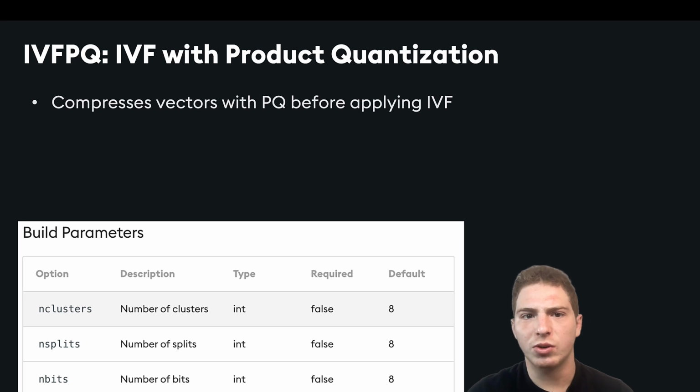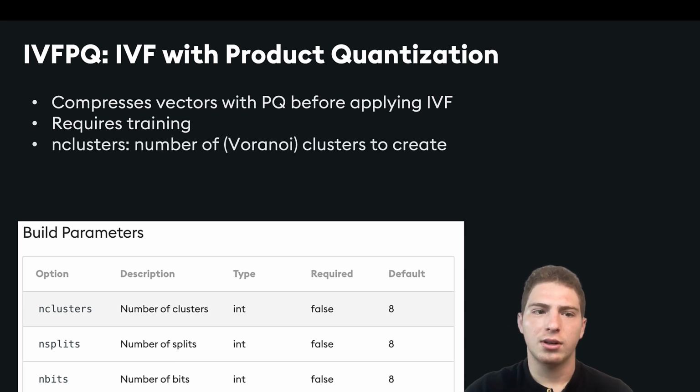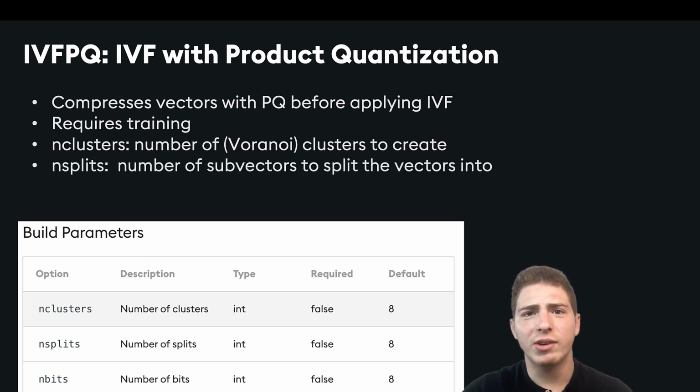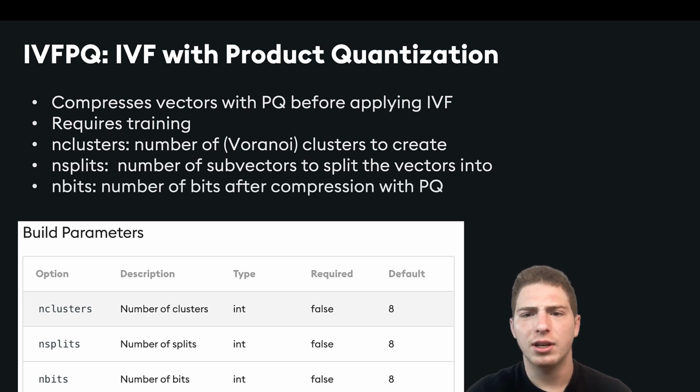ivfpq compresses vectors with product quantization before applying IVF. It does require training, just like IVF, and our parameters are still these n clusters, which is the number of Voronoi clusters to create. But we also have these additional parameters of n splits and n bits. N splits is the number of subvectors to split the vectors into, and n bits is the number of bits after compression with PQ. And these are going to determine how much we're going to compress our vectors before creating this IVF index.